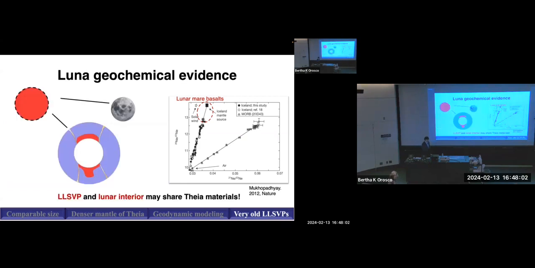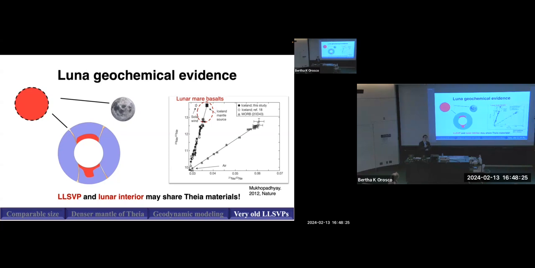So I would say, in the canonical model, 80% of the moon was made from Theia, and in our model it is a little bit less, 50% of the moon is made of Theia. I would expect in the interior maybe 50% of the moon is similar to Theia. Yeah.